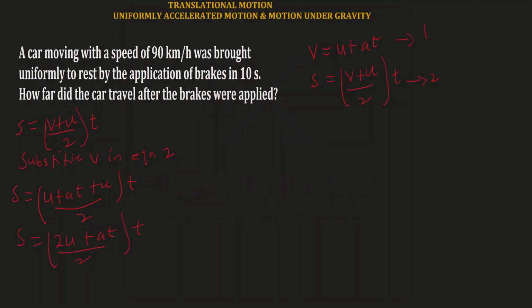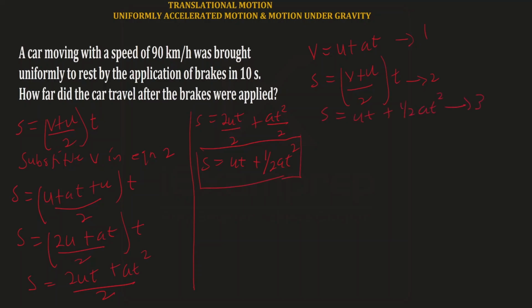If we expand the bracket and multiply by t, we are going to get s equal to 2ut plus at times t is at squared, all over 2. Now, if we separate the division, we are going to have s equal to 2ut over 2 plus at squared over 2. So 2 cancels 2, we are left with ut. Then you can write this in a fancy way as half at squared. So this is the derivation of that third equation.